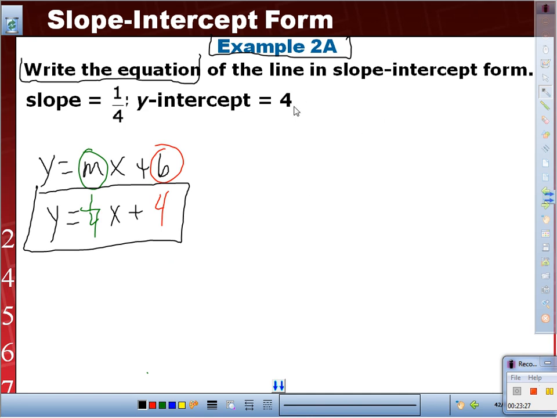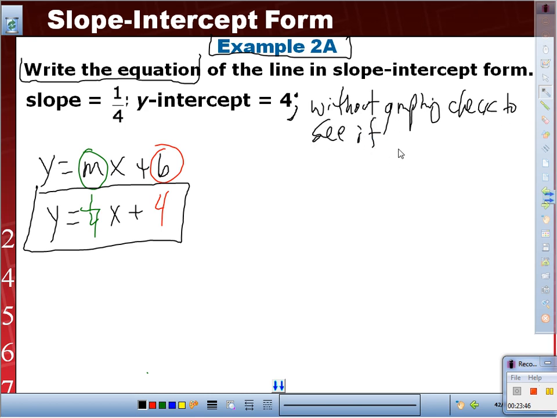But what if they did this? I want you to put a little comma here, or let's put a semicolon. Without graphing, check to see if 0, 2 is on the line. So now we have an equation, look up, we have an equation, and we have a point. Without graphing, how can we check if this point is on the graph or the line of this equation? Talk it over with your neighbor. How can we check without graphing to see if this is on that line?